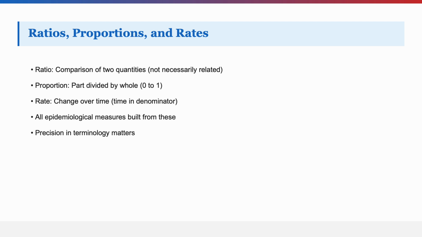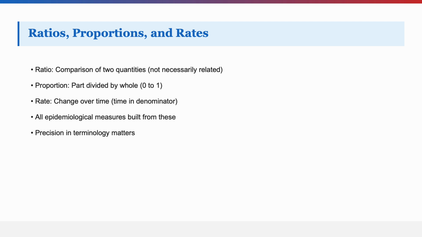A proportion is a specific type of ratio where the numerator is included in the denominator. The proportion of Canadians who smoke is smokers divided by all Canadians. It ranges from 0 to 1, though we often express it as a percentage. A rate technically involves time in the denominator. Incidence rate is cases per person time. Velocity is distance per time. When we say rate in epidemiology, we should mean something with time in the denominator.